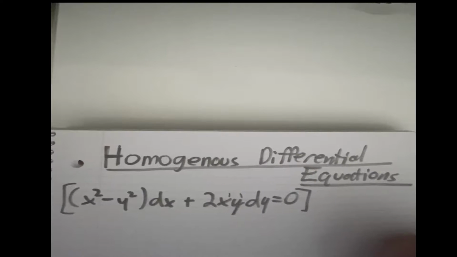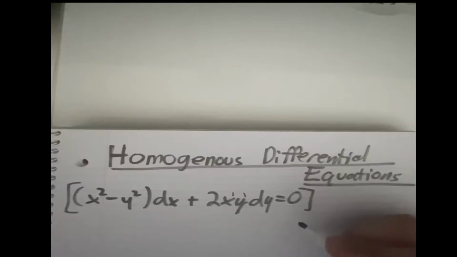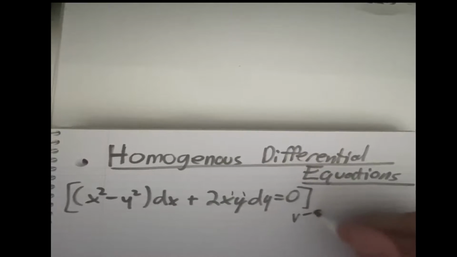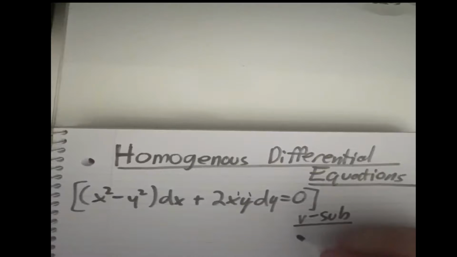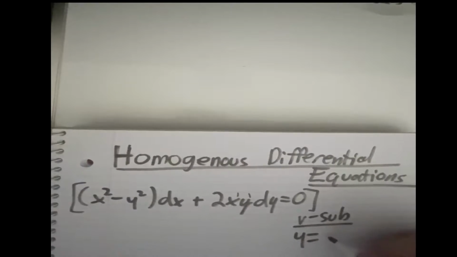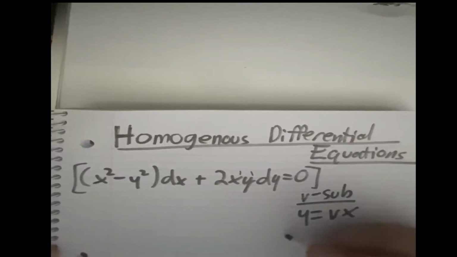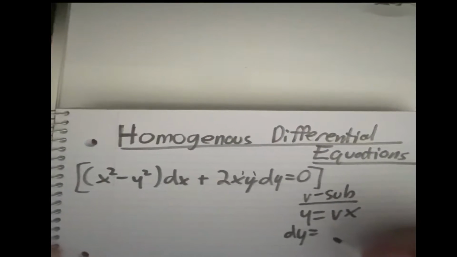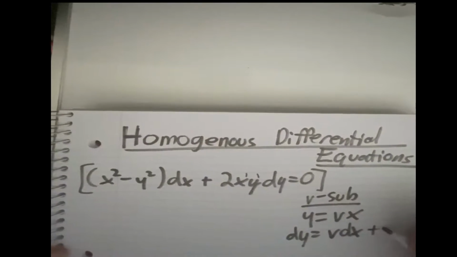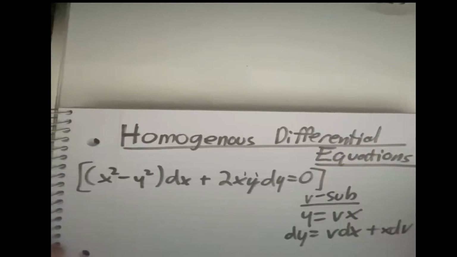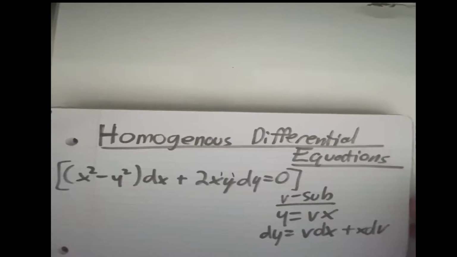So one thing we do for homogeneous differential equations is we apply the substitution v. Basically the way the v substitution works is that our y is equal to v times x. And then when we take the derivative of y, our dy is equal to v dx plus x dv. I did that using the product rule, which I won't go over in this video, but I do have a video on that as well.